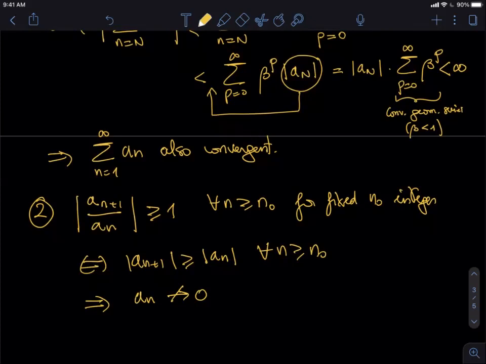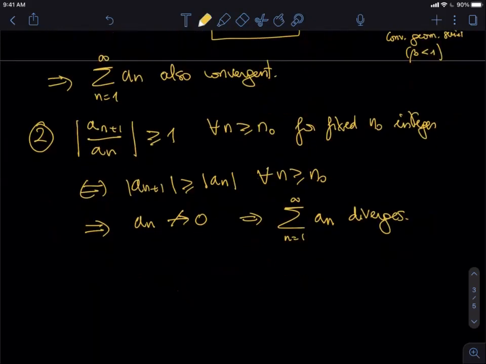So that's it. In this case, the series diverges. And then again, the inconclusive case is just as before, the same examples.